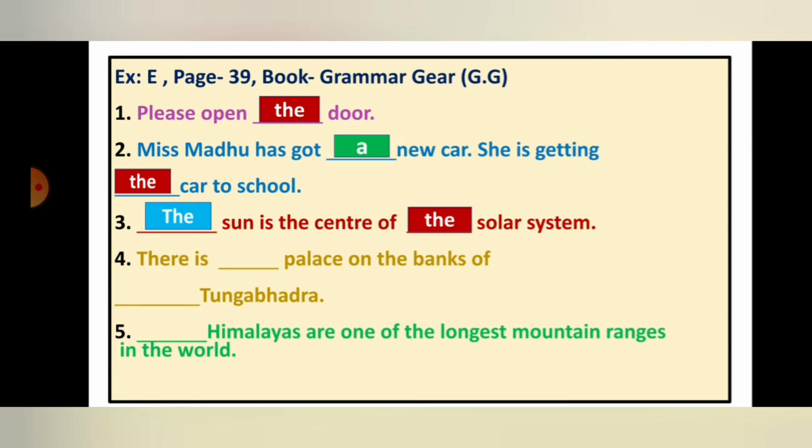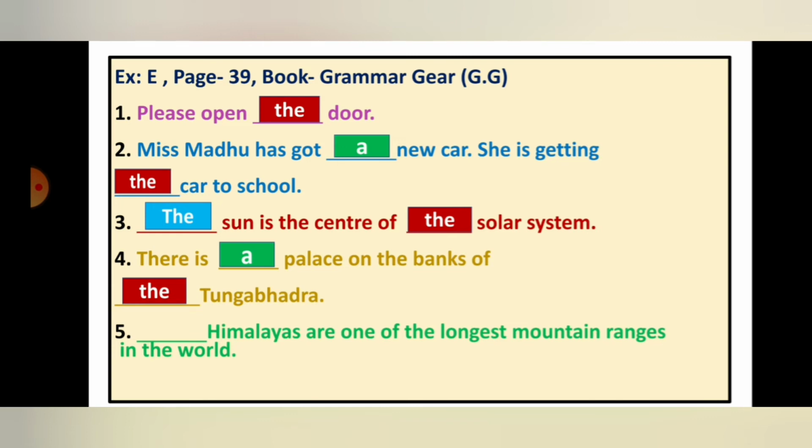Then number 4 is, there is dash palace on the banks of dash Tungabhadra. So here there is dash palace. We cannot say there are 2 palaces, otherwise it would be palaces. So we have to use an article here. We cannot use an before palace, because palace doesn't start with a vowel. So we have to use a here. So there is a palace on the banks of the Tungabhadra. Tungabhadra is a river name, so before that river name we have to use the.